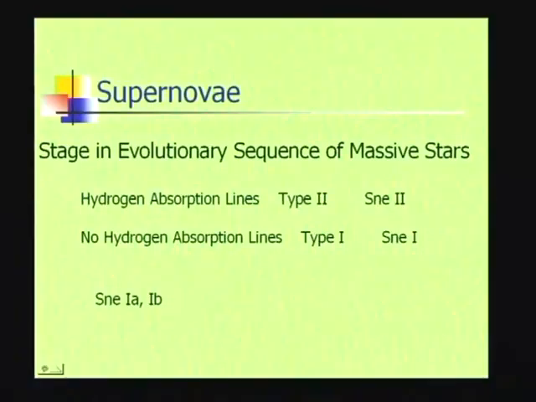The supernova can be classified as type 1 and type 2. So, if you have hydrogen absorption lines in the supernova emission, these are called type 2 supernova. If you have no hydrogen absorption lines, these are called type 1 supernova, and they are denoted by SNE 1 and SNE 2. The supernova of type 1, which have no hydrogen absorption lines, can be further classified as SNE 1A and 1B. I shall not go into those details of this.